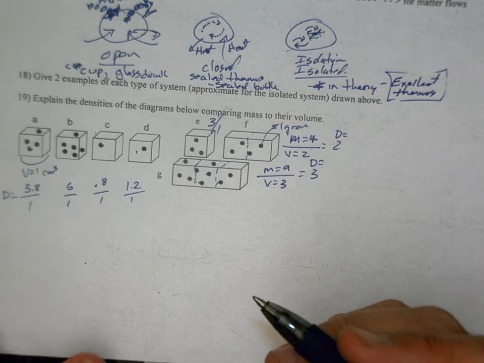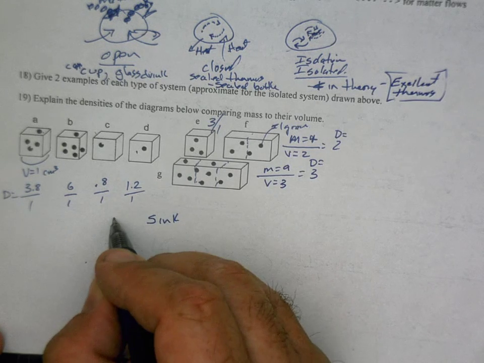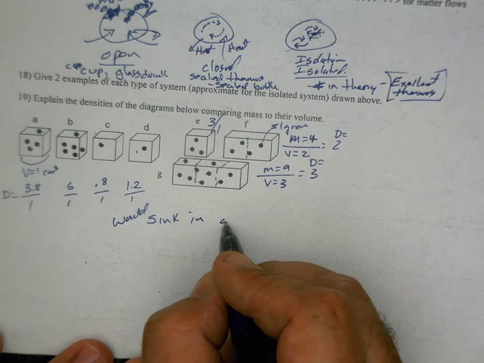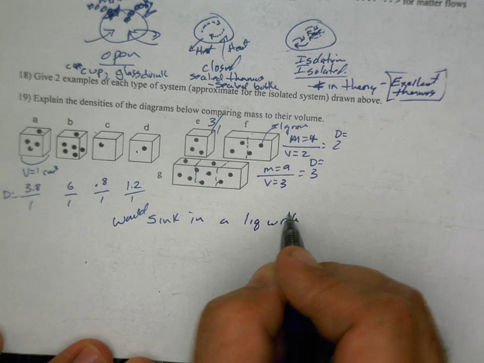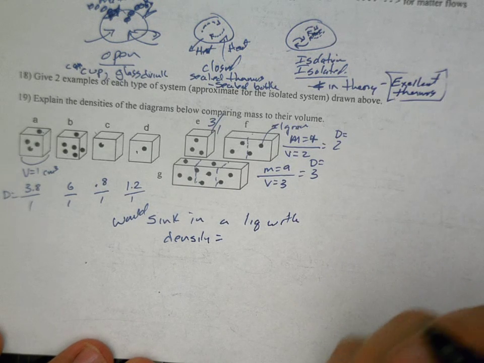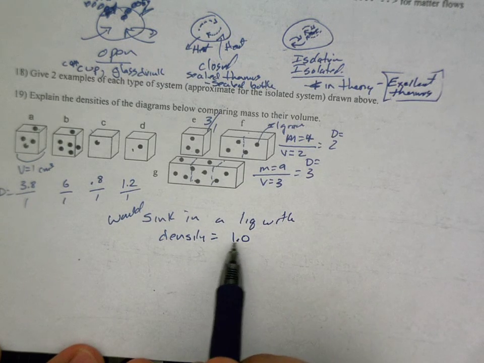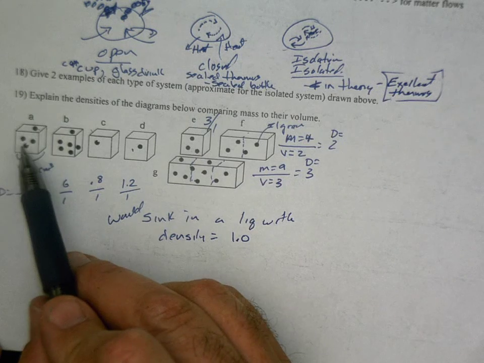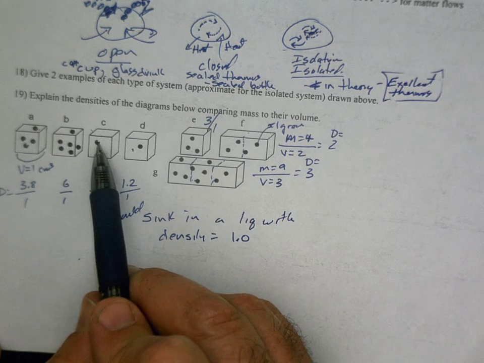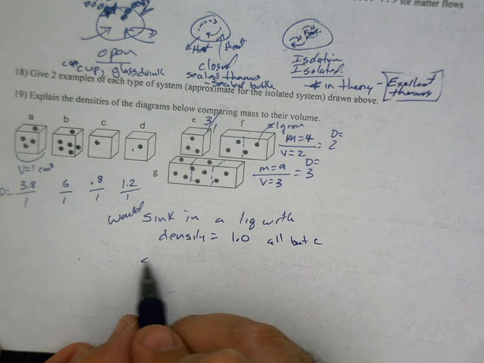So then we might give questions like on the test: which of these would sink in a liquid with a density of 1.0? I think all of these would actually end up sinking except C, all but C. C would float.